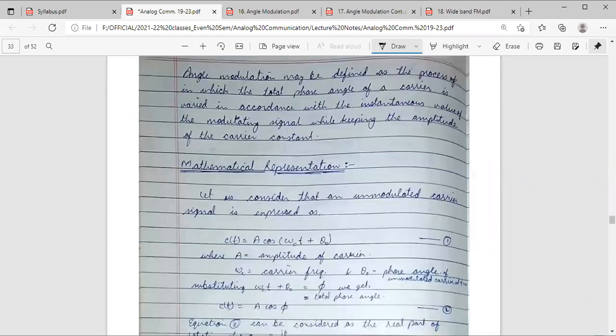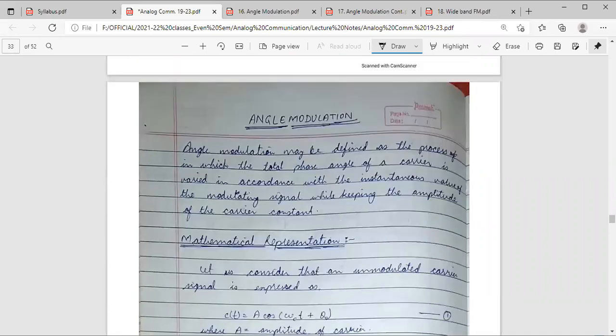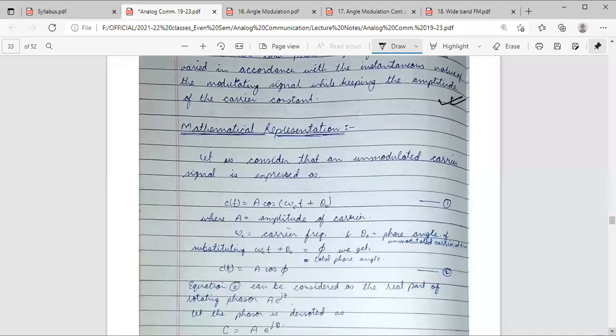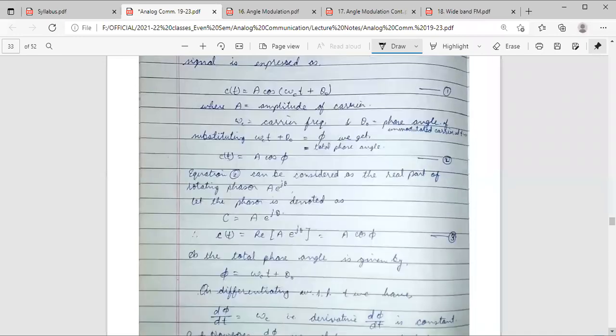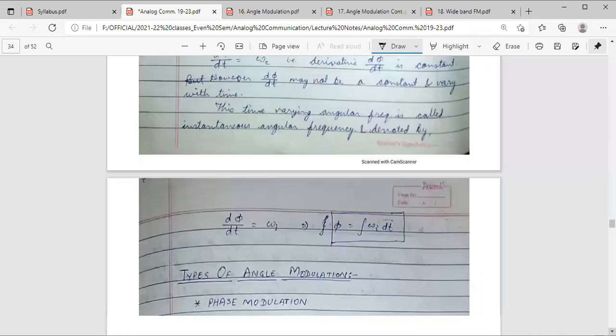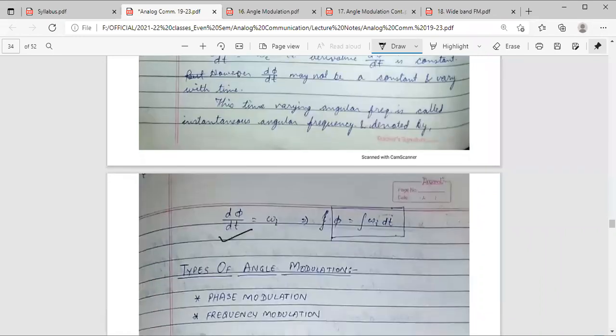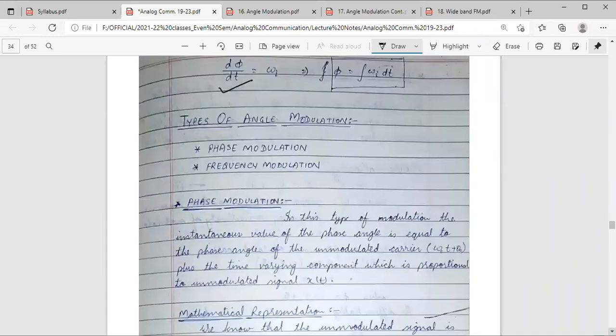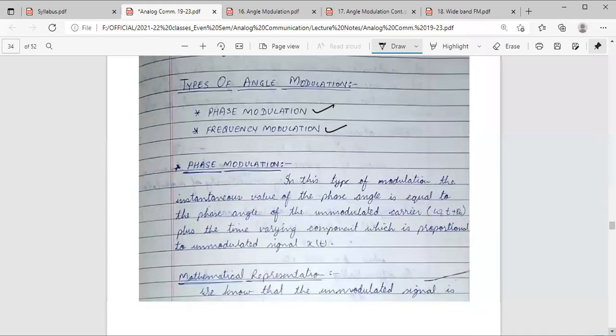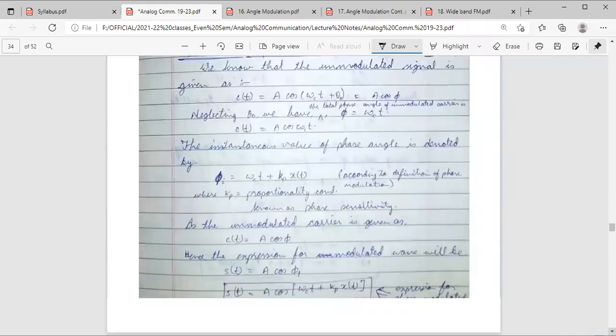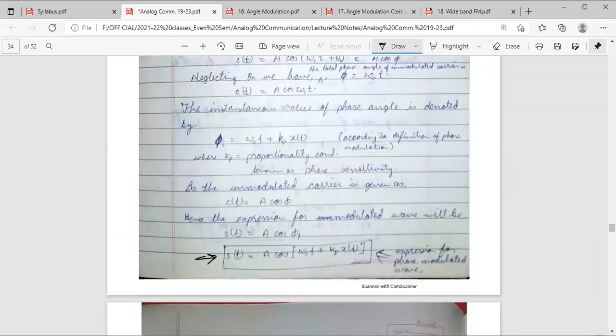Now there is angle modulation. In angle modulation, I think we all know that we have studied AM and FM and PM, and we have found the expressions for PM and FM. Here it is the change in the phase angle, and based on the change we have frequency modulation and phase modulation. Here is the simple expression for phase modulation: st is equal to A cos of omega ct plus kp of xt.